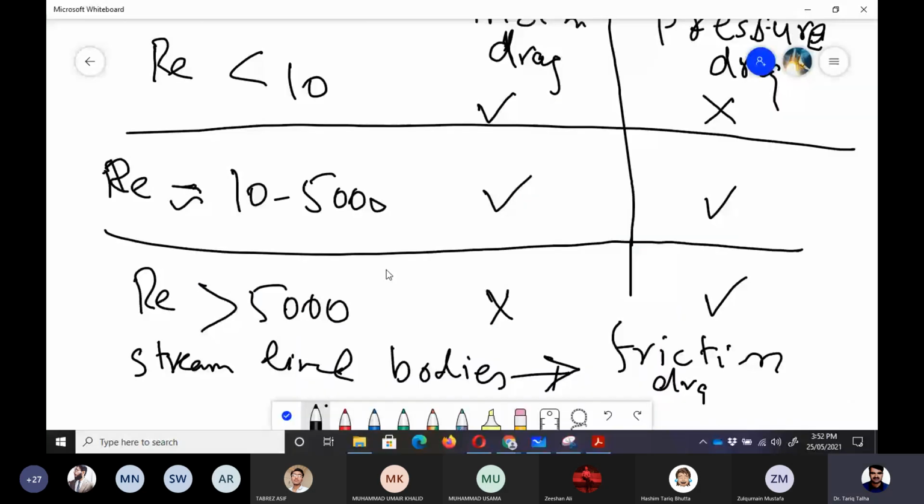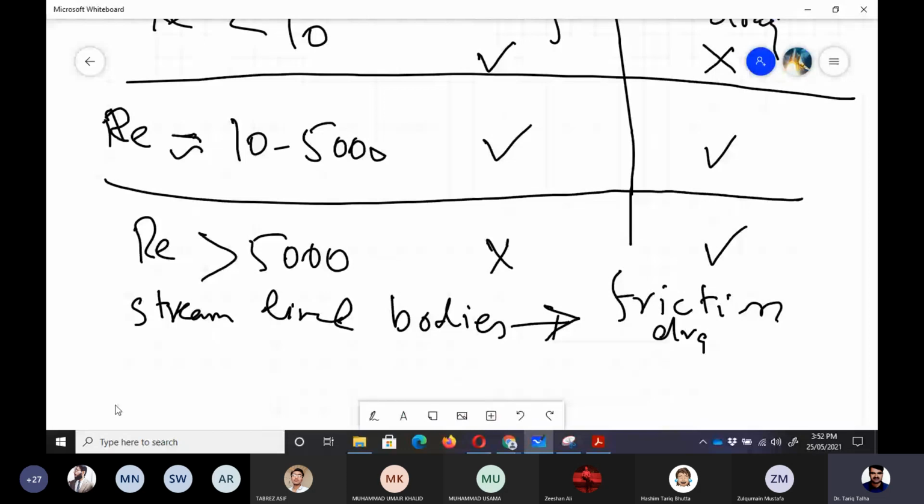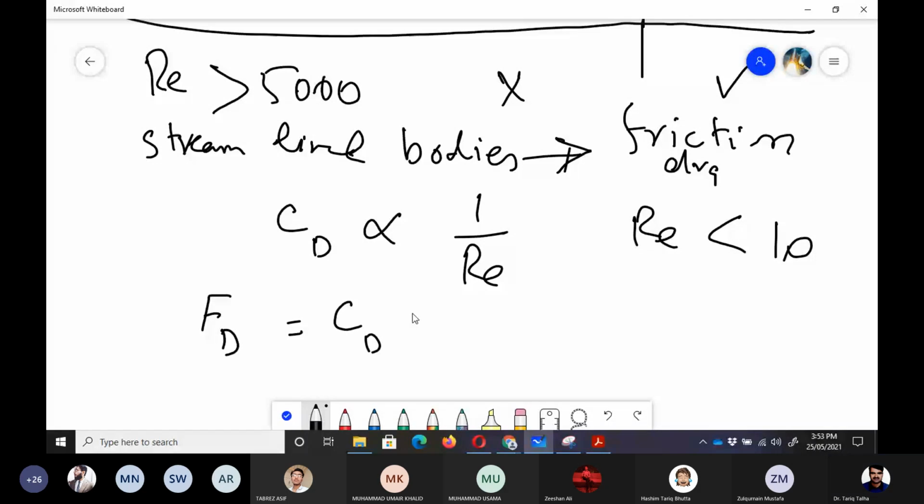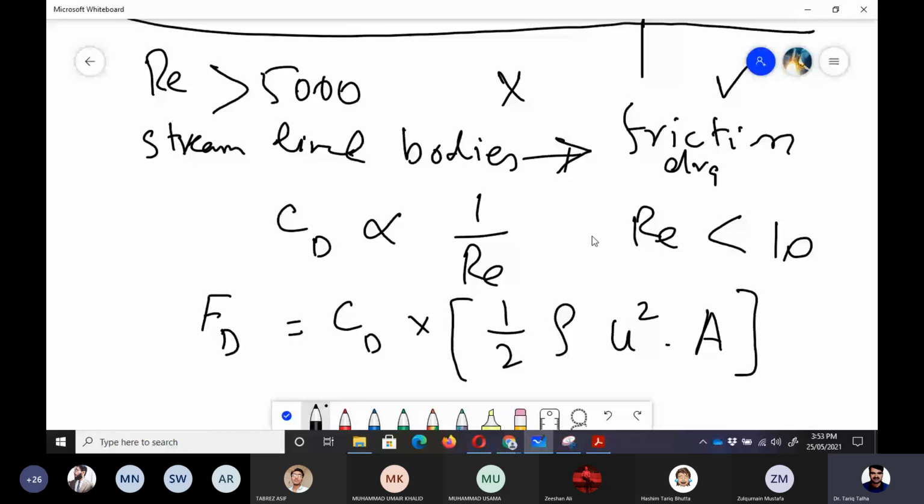We are plotting CD value as a function of Reynolds number. So we are saying that CD is inversely proportional to Reynolds number when Reynolds number is less than 10. Right? But if we write the formula of total drag force, that is CD into half rho u square into area. This is the formula. And if you remember, Reynolds number is equal to rho u d upon mu.